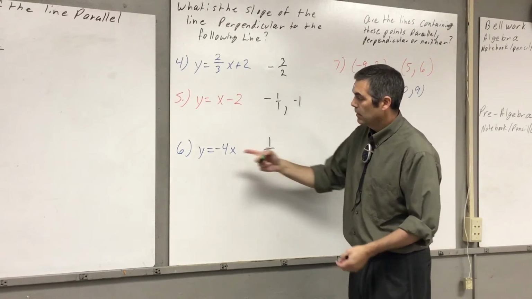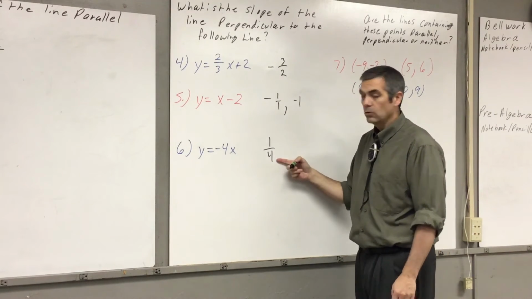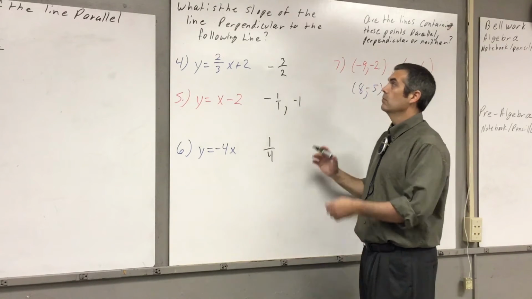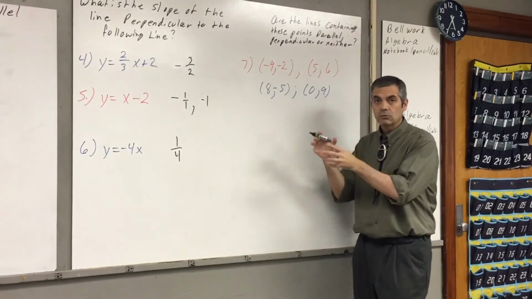Any line that is perpendicular to this is going to have a 1 over 4 slope. That's what you're looking for right now. Okay. We're going to get further into this later, but that's the meat of it that you're looking for.